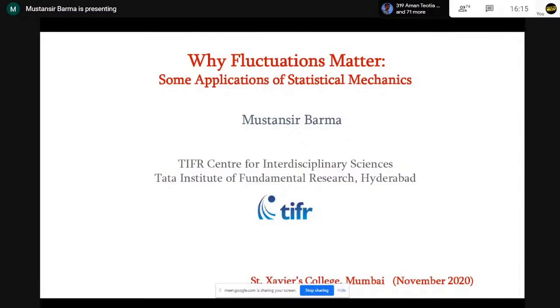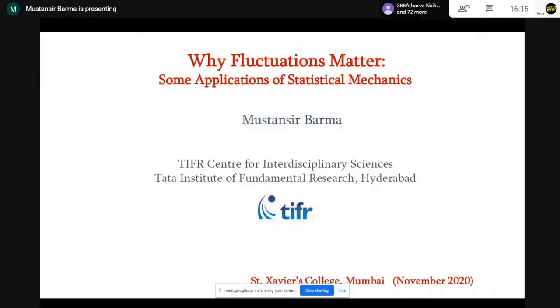What I wanted to talk to you about today is the subject of fluctuations. Everybody has an idea of what fluctuations are. They're like deviations from the average. But what I want to tell you is that in statistical mechanics, fluctuations, of course, are inevitable. But more than being inevitable, they're really the heart of the matter.